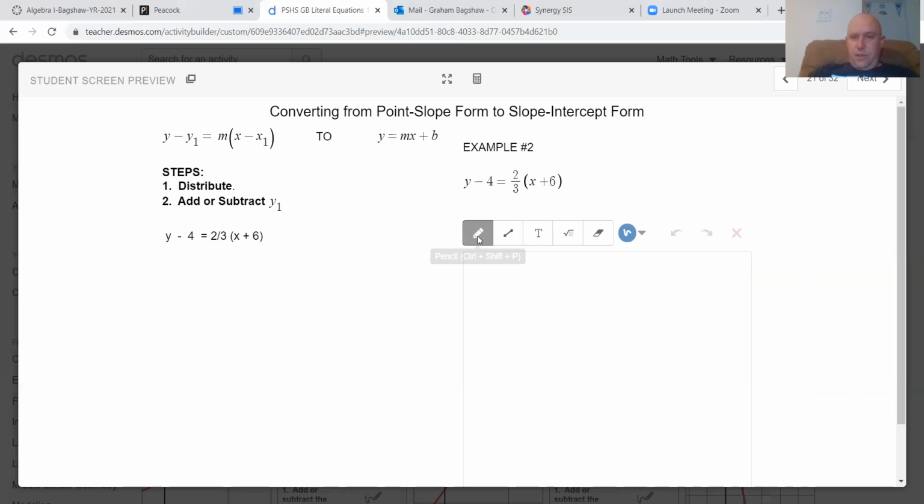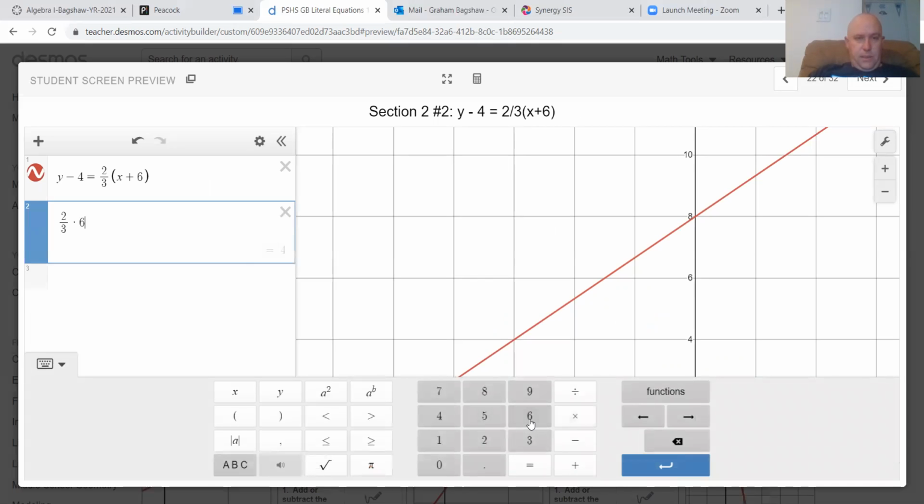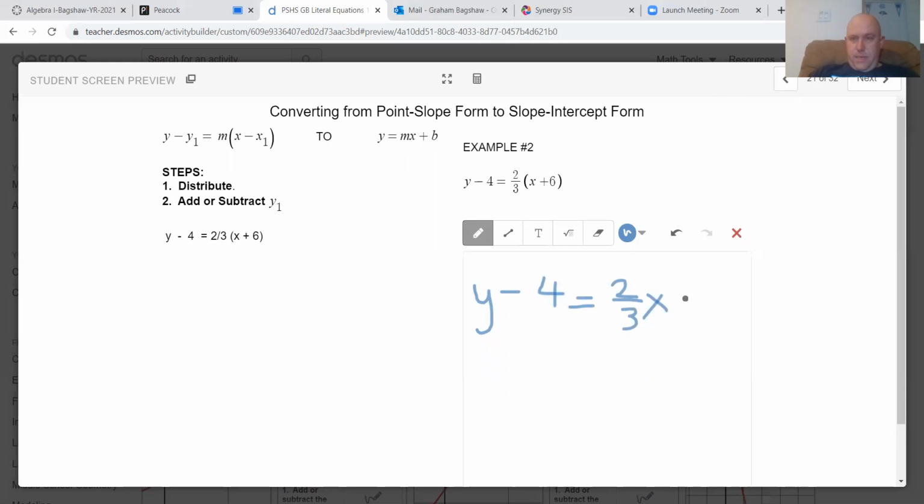Same for this one. Fractions, not quite so easy to distribute with. So if we're not so sure, we can always use our Desmos calculator. So 2/3 times x, that's just 2/3. 2/3 times 6, if we're not sure, we can just type it in. So 2/3 times by 6, and you can see that the answer is 4. So let me go back, and as it's 4, that would mean +4.